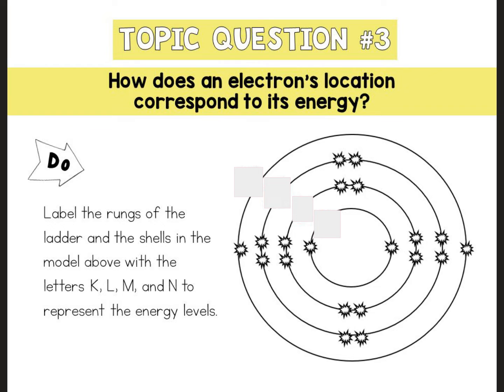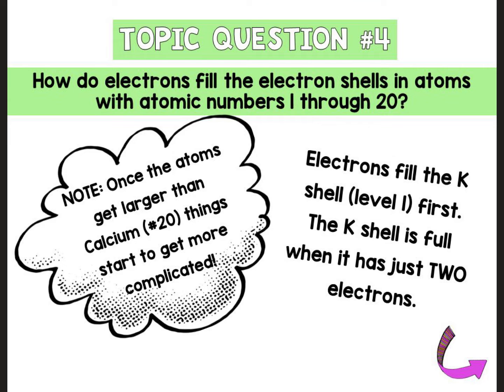So, how do electrons fill the electron shells in atoms with atomic numbers 1 through 20? Once the atoms get larger than calcium, which is number 20, things start to get more complicated. So we're not going to worry about those now, and we're just going to focus on 1 through 20.